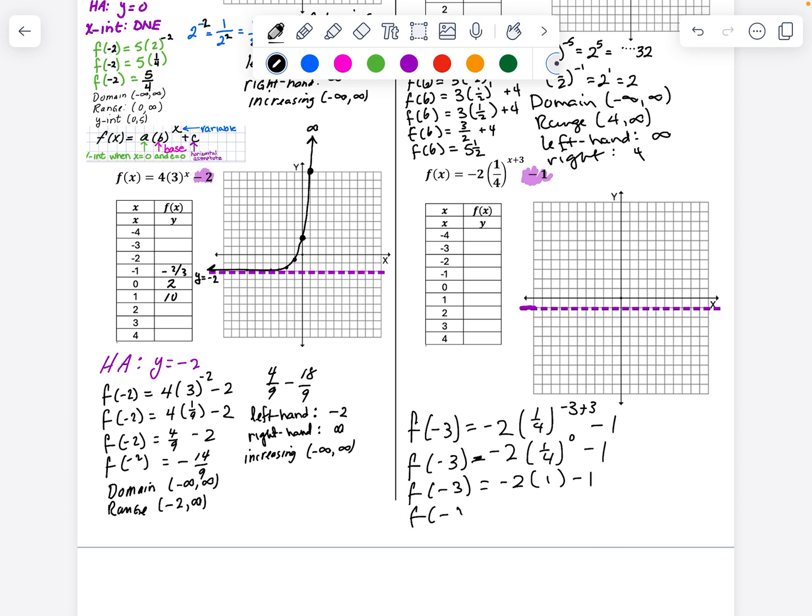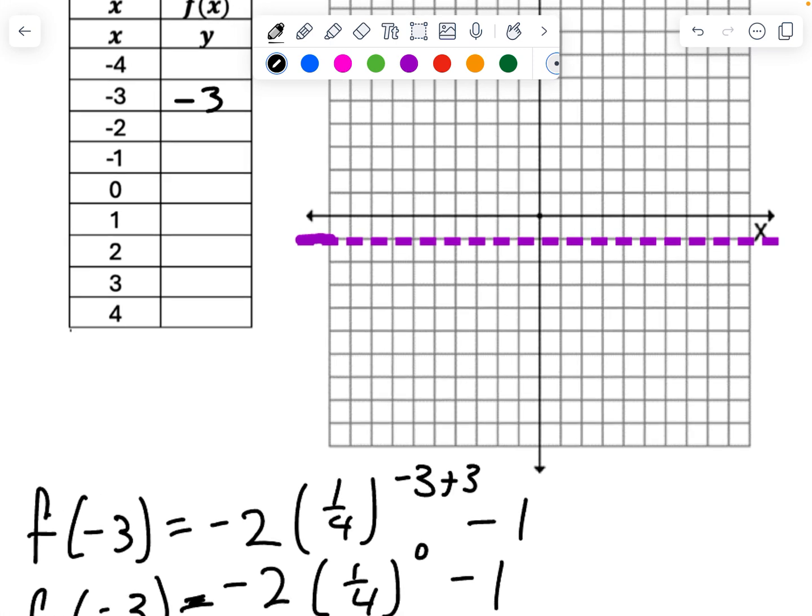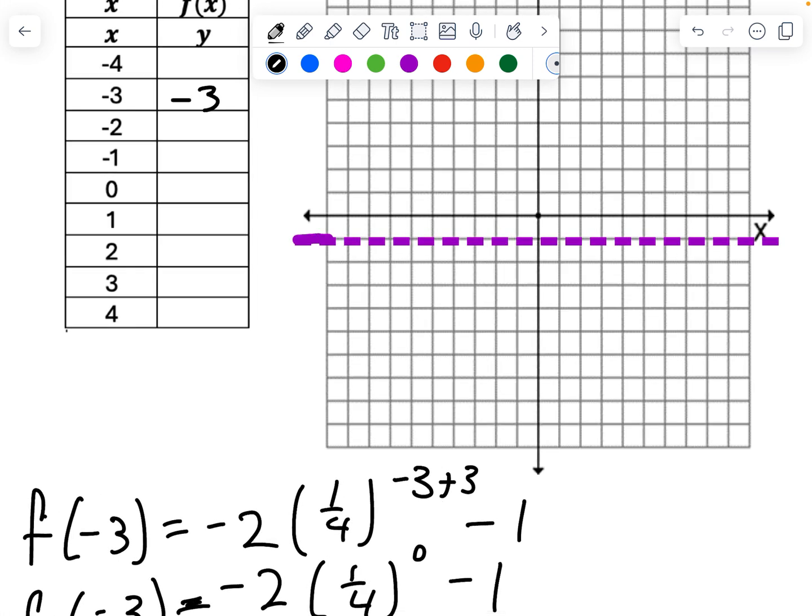So that would be negative 3, negative 2 minus 1. So when x is negative 3, y is also negative 3. So negative 3 yields negative 3. So let's plot negative 3, negative 3. 1, 2, 3, 1, 2, 3. There, there's our first point.